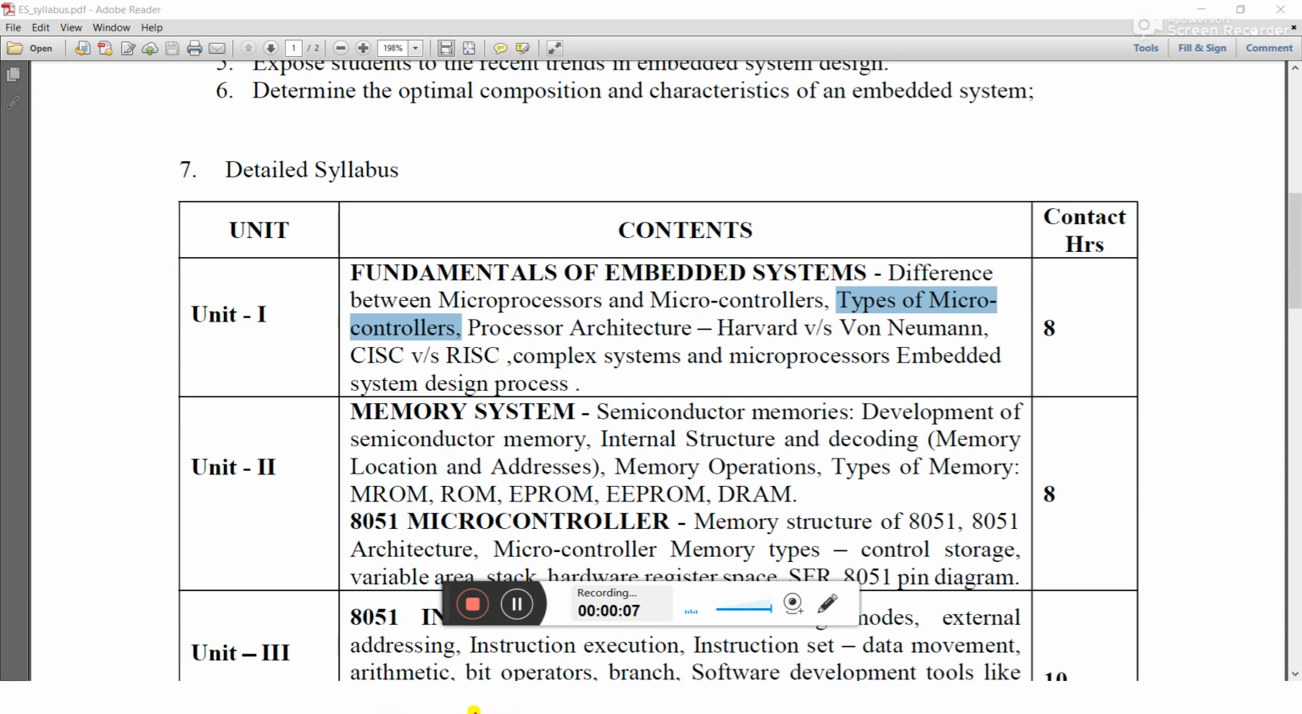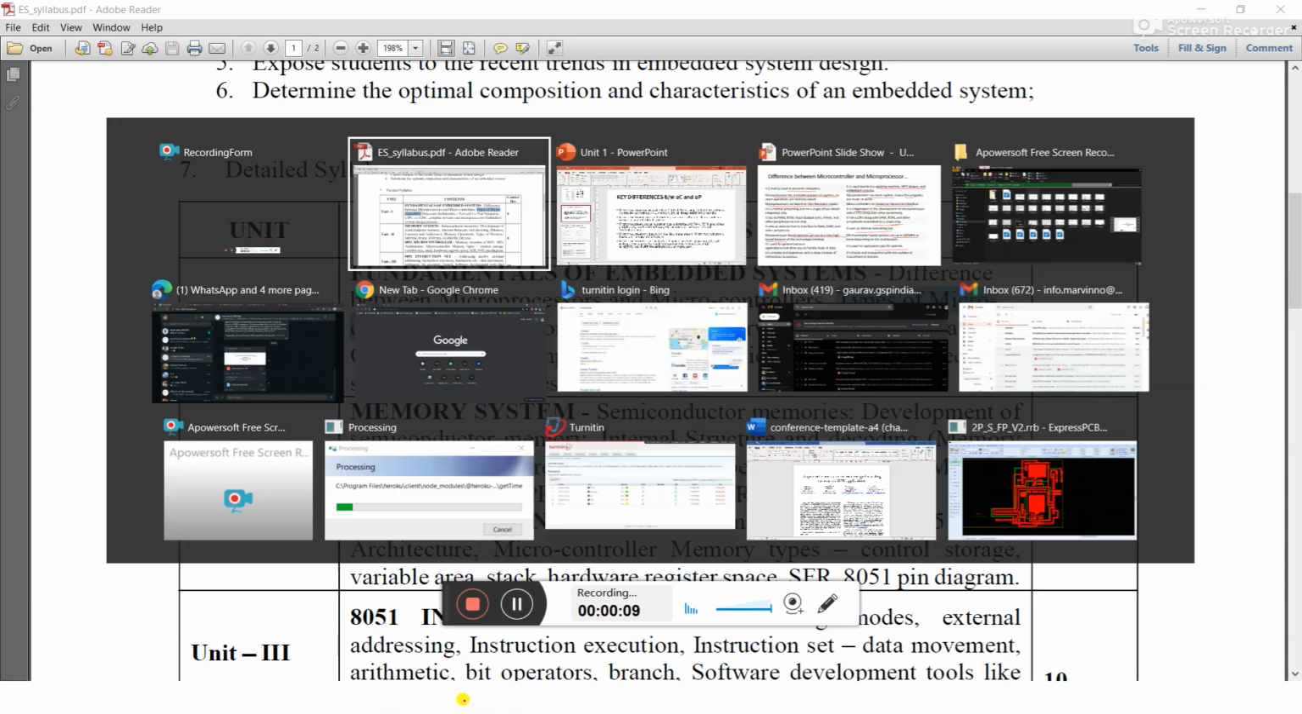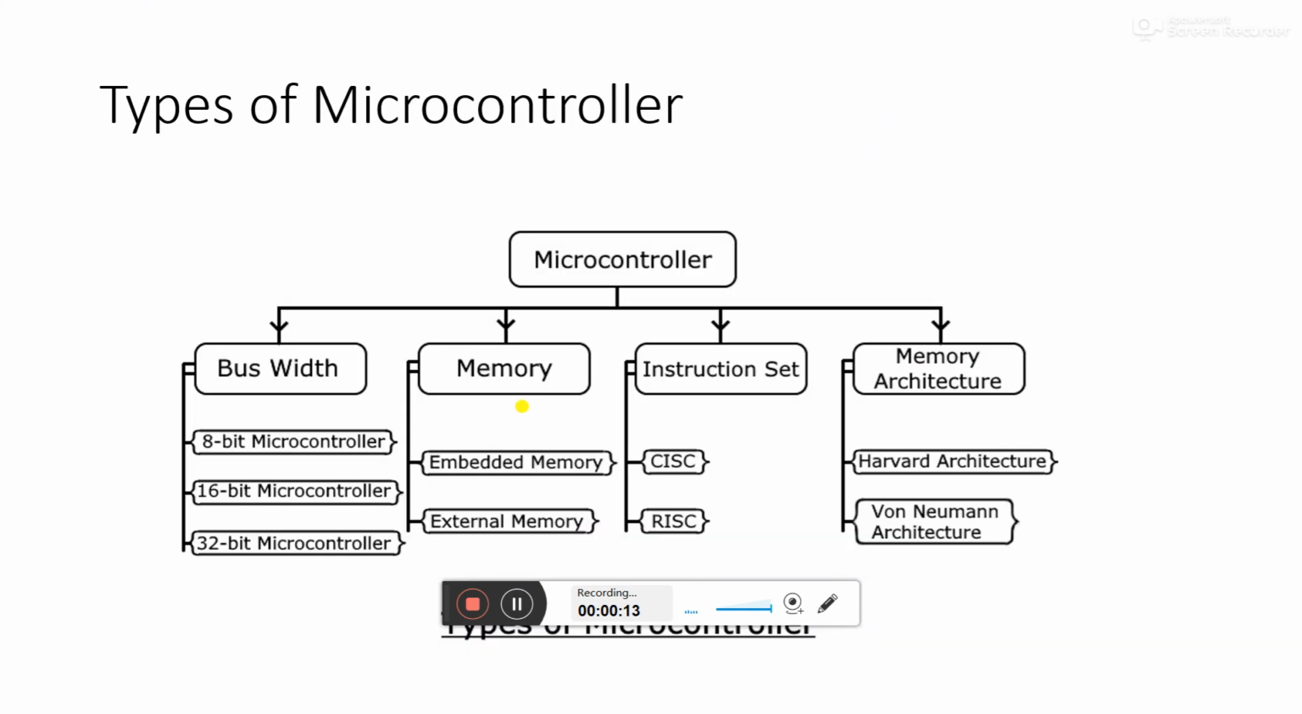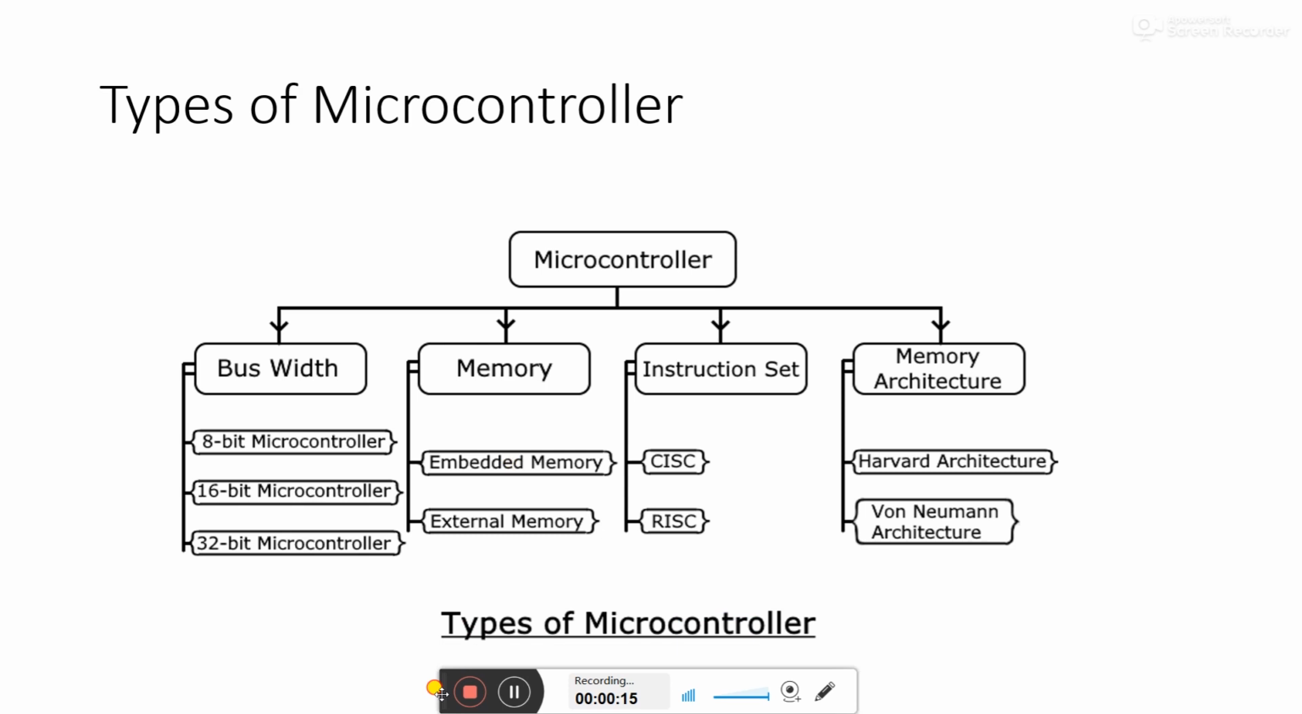So in this lecture we will talk about the types of microcontrollers and how they can be used in the embedded system. On the basis of types, microcontrollers can be divided into four types: on the basis of bus width, memory, instruction set and memory architecture. We can divide the microcontroller on the basis of four points. Okay, so the first thing is the bus width.